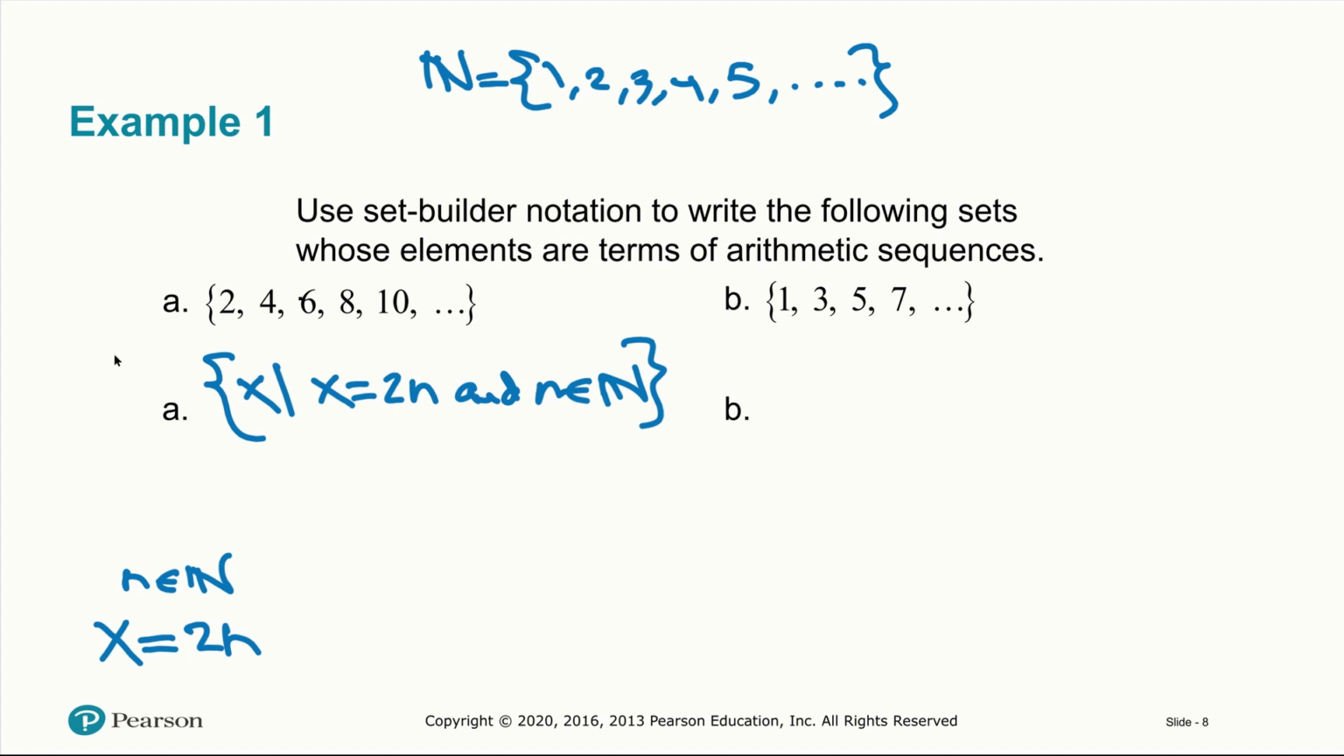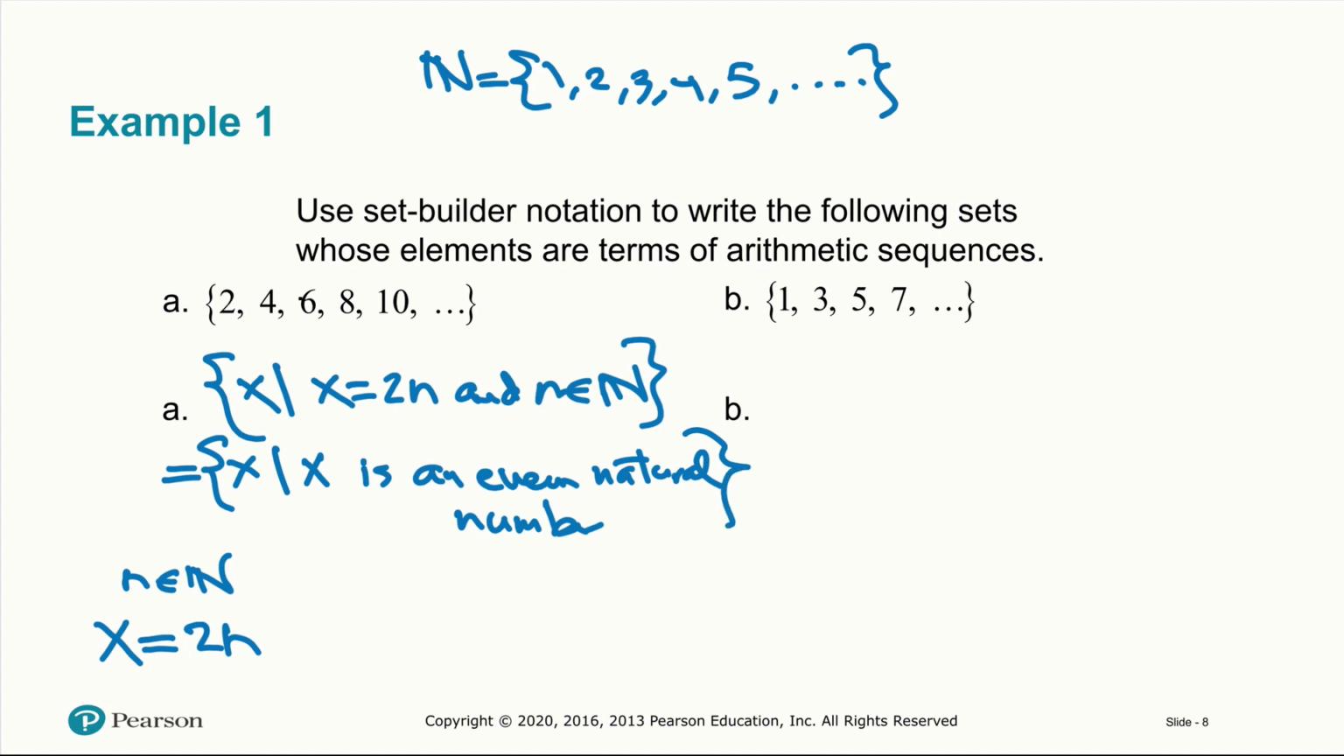Now, of course, if you prefer words, you can also say that's the set of all x such that x is an even natural number. All right, like that.